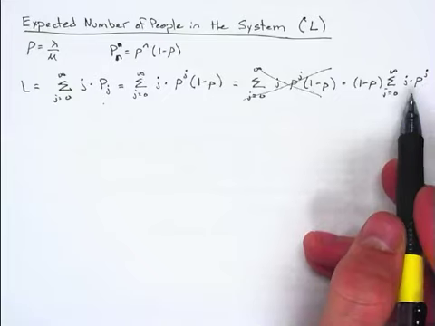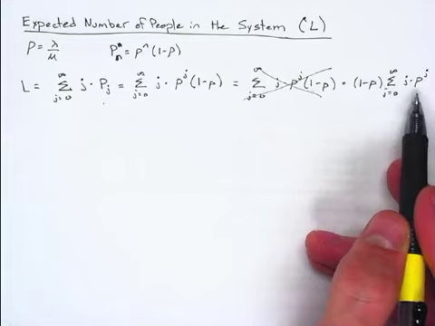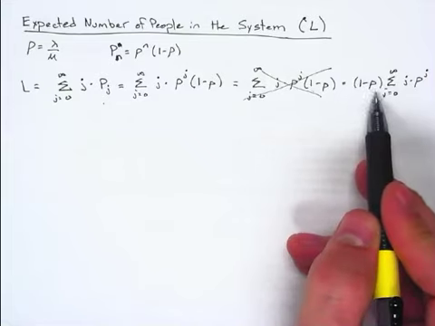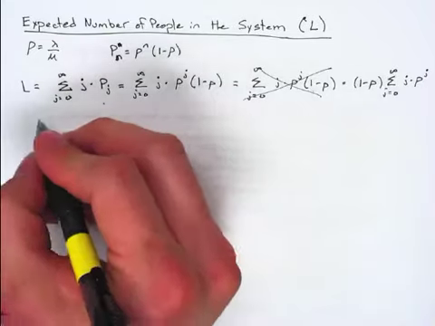All right? Well, now I want to work with this a little bit to make it more familiar. We're going to do a little bit of a trick here. I already pulled out a 1 minus rho. I see I have a rho here. I'm going to pull out another one, and we'll see why in a second.